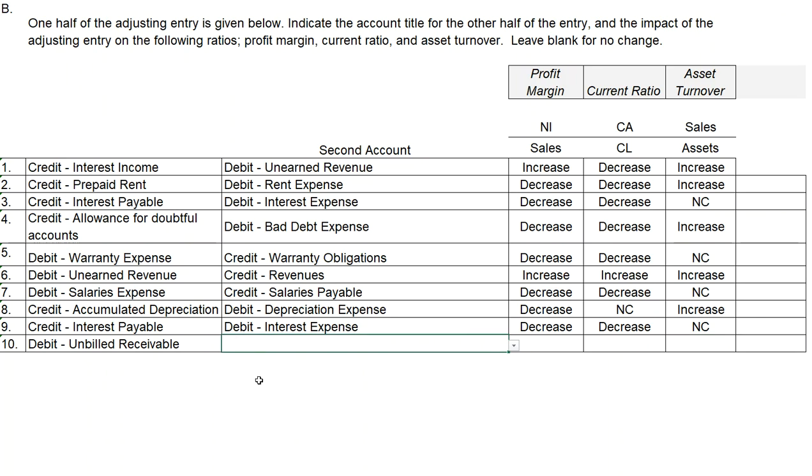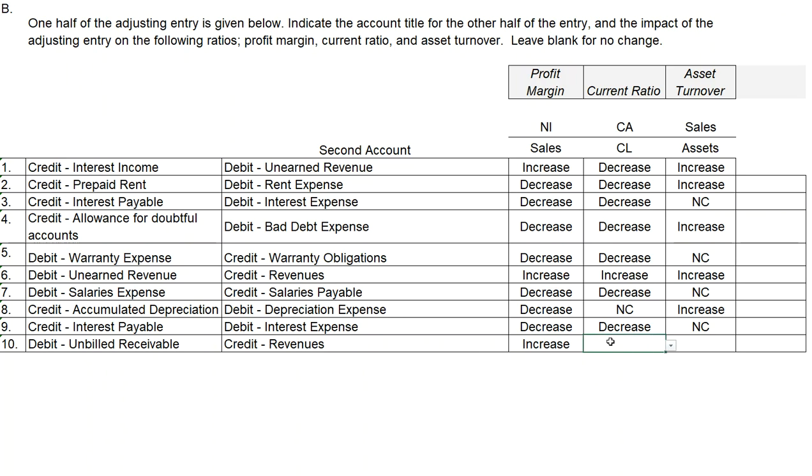Debit unbilled receivable. So this is an asset. It's sort of like accounts receivable, but we just haven't sent an invoice yet. So obviously we've done what? We've provided some sort of service, but we have not yet sent out a bill. Typically this will be for, say, interest receivable on a note. But we will credit revenues of some sort. So we had an increase in revenues and an increase in assets. So revenues increase, that will ultimately lead to an increase in our net income and our profit margin.